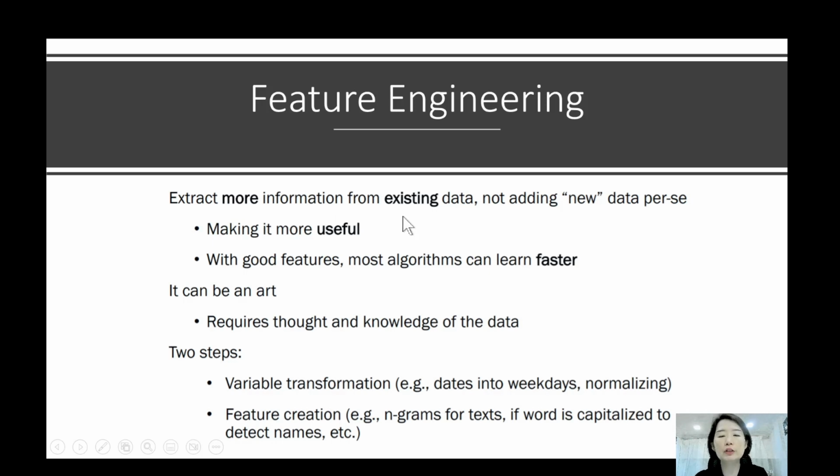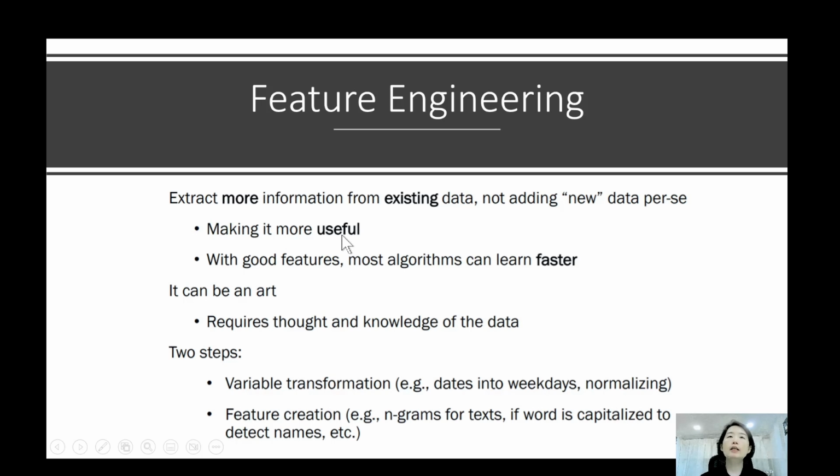Extract more information from existing data, not adding new data per se. Making it more useful with good features, most algorithms can learn faster. Feature engineering is very important. You might have 20 or 30 features, but not all features are useful in training your algorithm. So you must select those useful features.